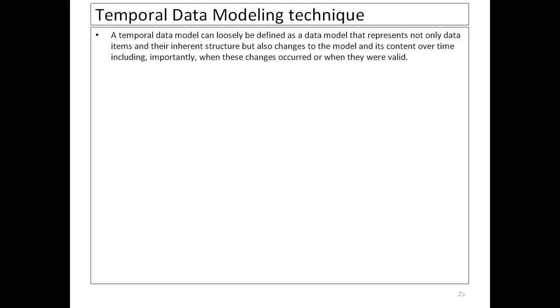Temporal data modeling techniques we will be covering in a very brief manner. It is a time-aligned data structure. A temporal data model can loosely be defined as a data model that represents not only data items and their inherent structure, but also changes to the model and its content over time. That is, what particular information is valid for a particular time period is what is described in a temporal data model.